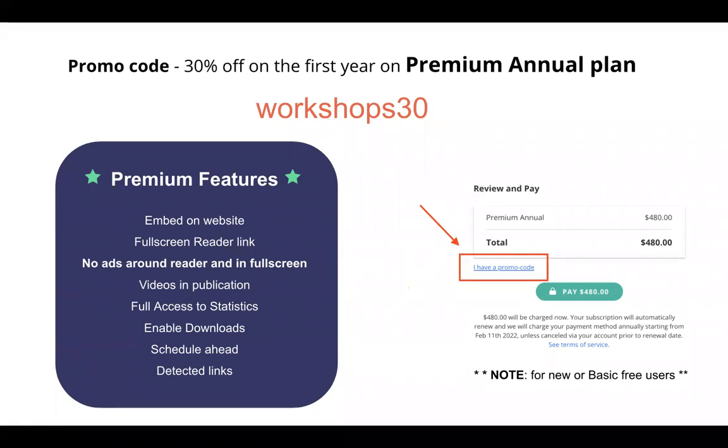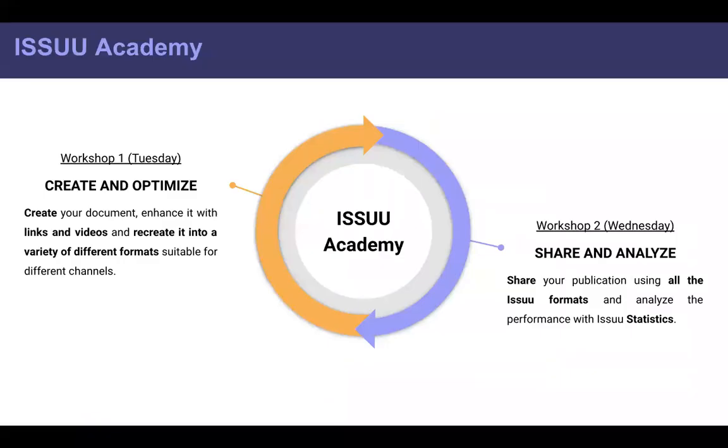You will be able to enable downloading of your publications, so people will be able to download either from Fullscreen or on issuu.com or also on the Embed. You can schedule your publications ahead, and we can also auto-detect your links in case your links are not hyperlinked. If it is just the website address or email address, we will be able to detect these, and these will be clickable.